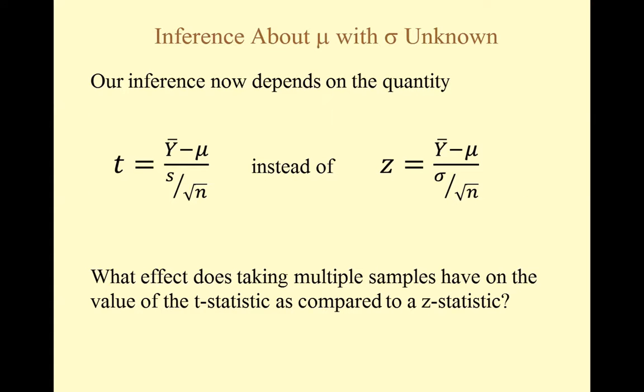Well, our inference now depends on the quantity t equal to y bar minus mu over S divided by the square root of n, instead of the former z equal y bar minus mu divided by sigma over the square root of n. So what effect does taking multiple samples have on the value of this t statistic as compared to the old z statistic?